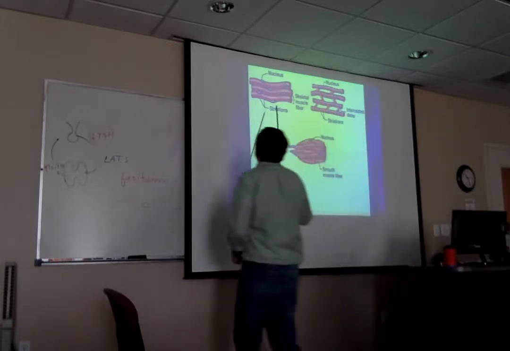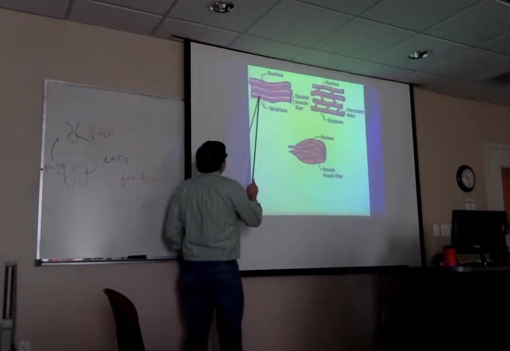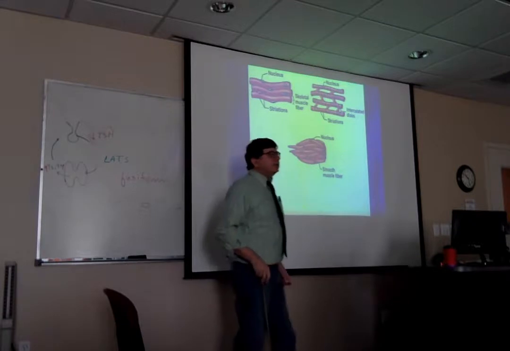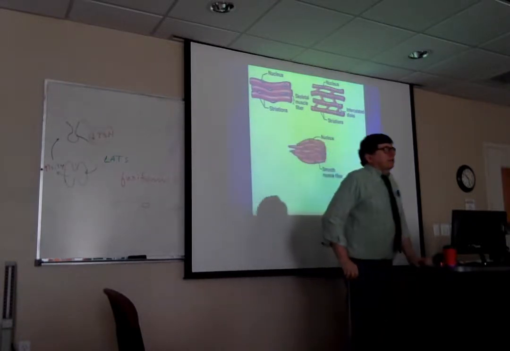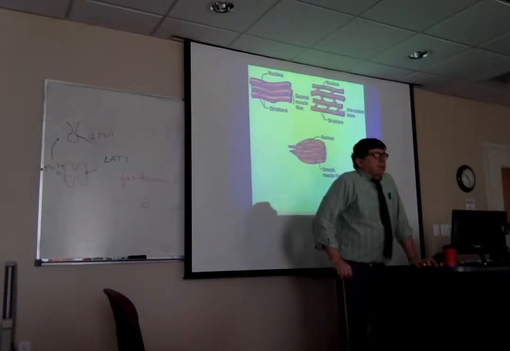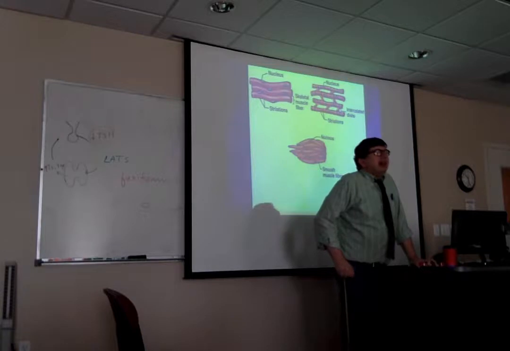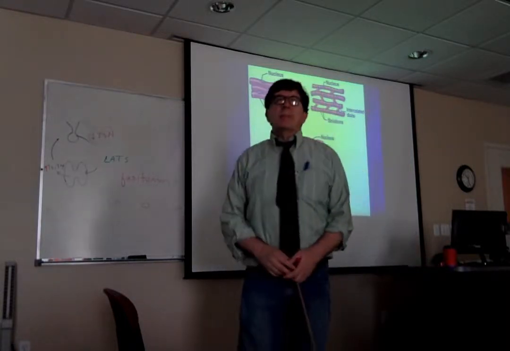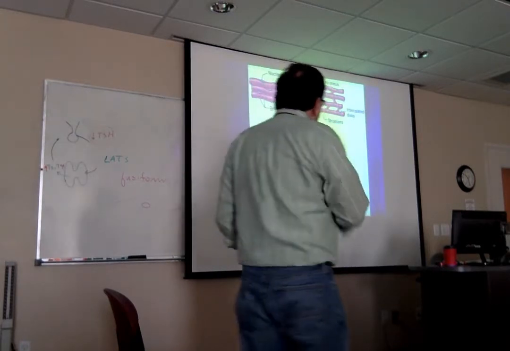When we talked about skeletal muscle, we said that it's striated. Smooth muscle is not. It's unstriated. We said that skeletal muscle was under voluntary control. Smooth muscle is not.